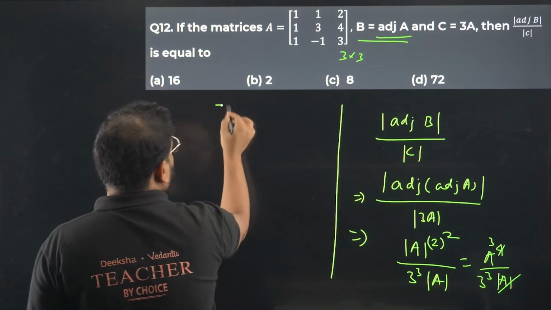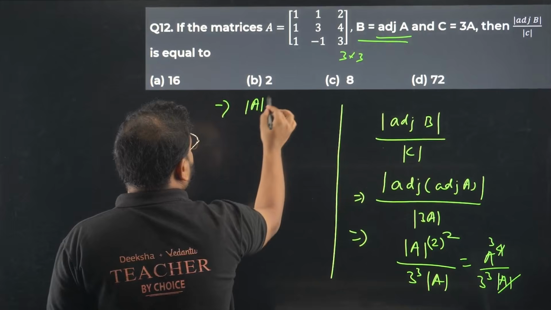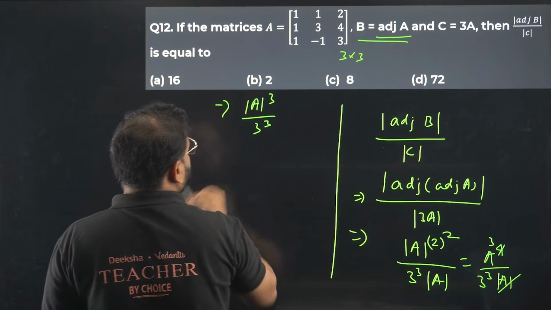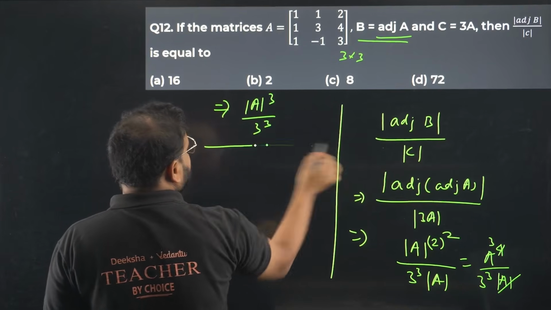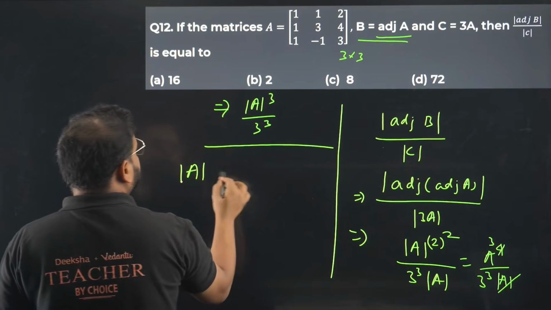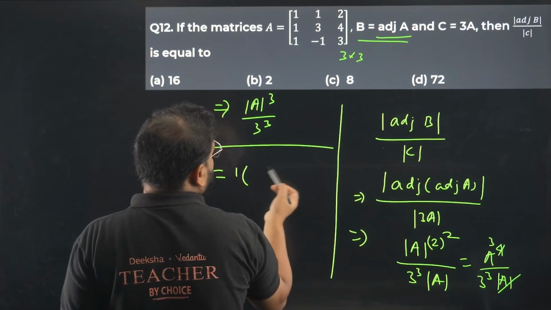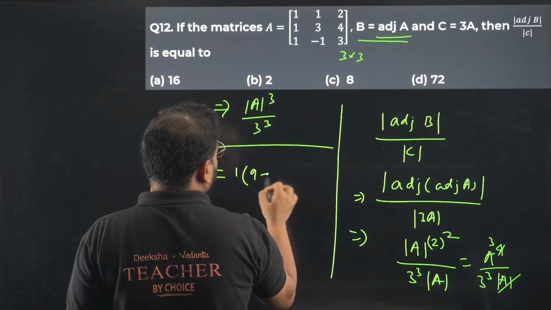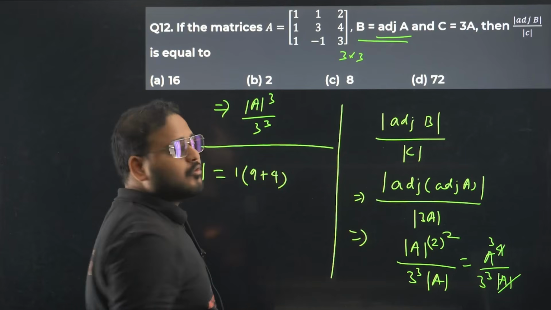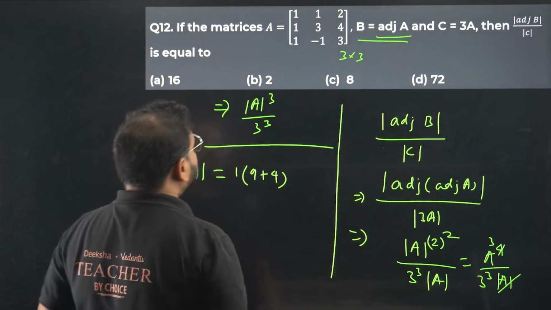My final thing, what we are looking for, is determinant of A power 3 upon 3 power 3. Okay, we'll see that later. Let's find determinant of A first. So for 1, what am I getting? 9 plus 4 actually, correct? 3 into 3 is 9, minus 4 becomes plus 4 with subtraction.